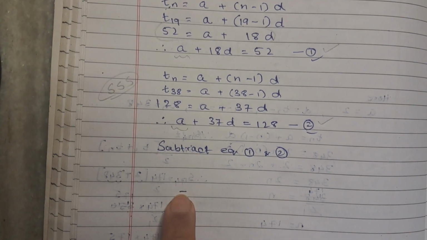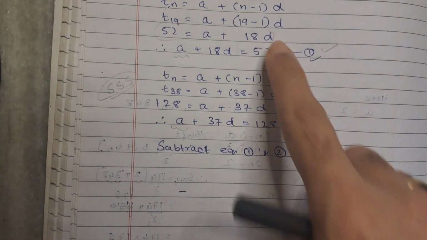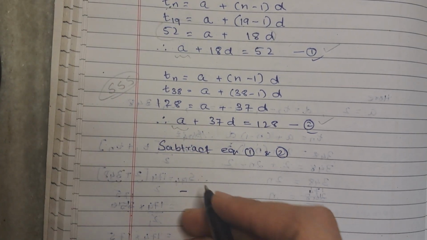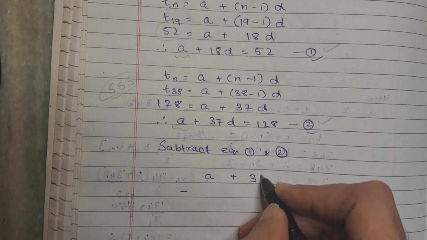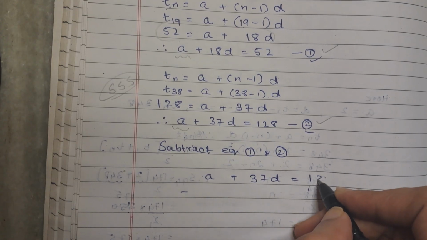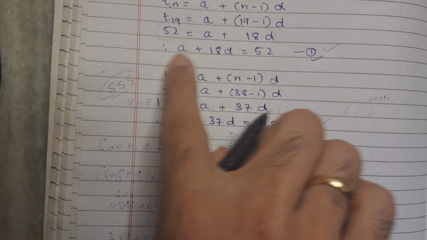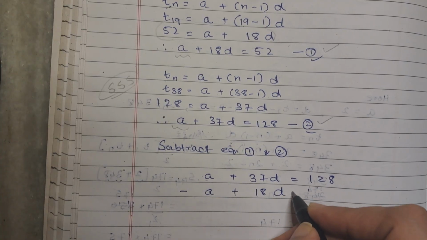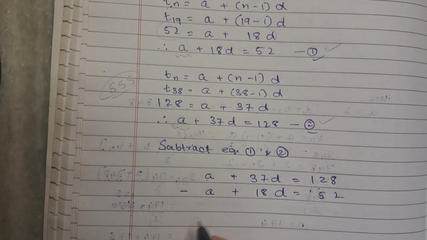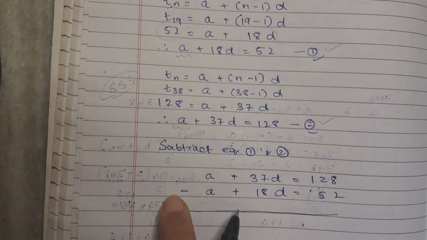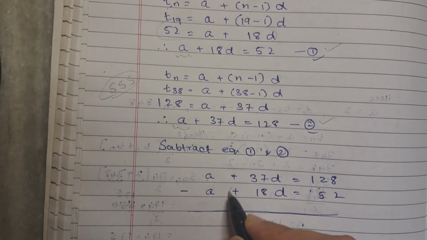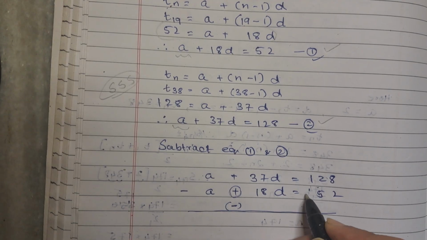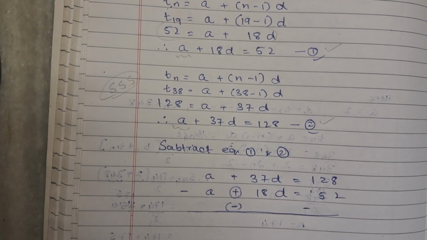In order to do a minus, out of these, which one has bigger numbers? This equation, right? I will write that in the first line: a plus 37d is equal to 128. And the one with smaller numbers I will write below: a plus 18d is equal to 52. We'll go a bit slow. Now, while doing subtraction, we have to remember all the signs should change. So this plus will become minus. Here there is no sign, that means it is plus, that will also become minus.